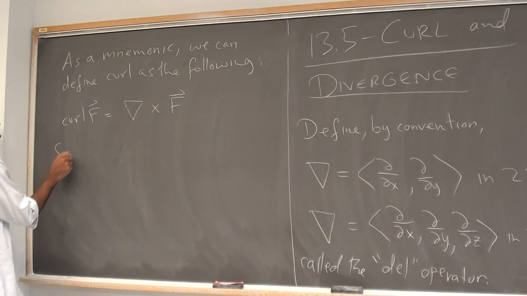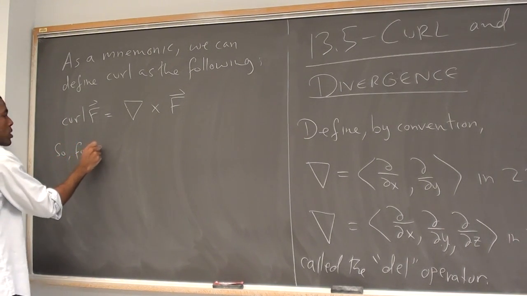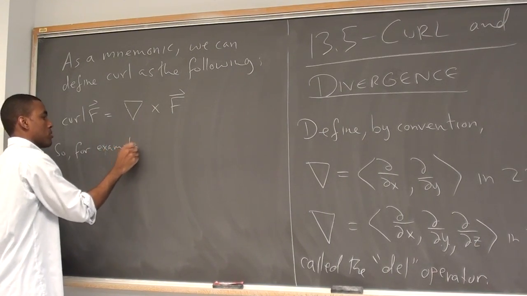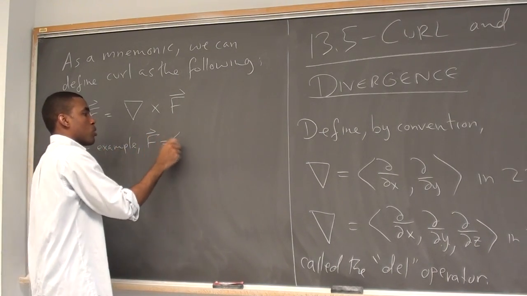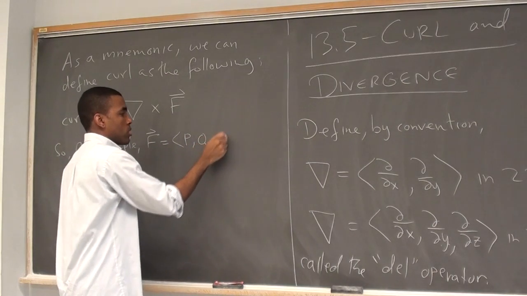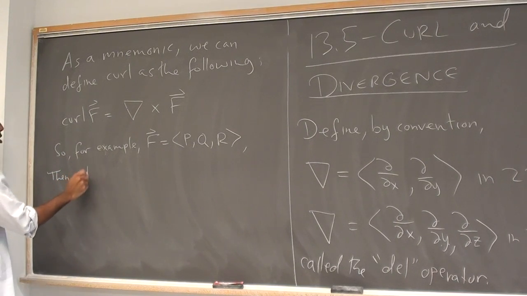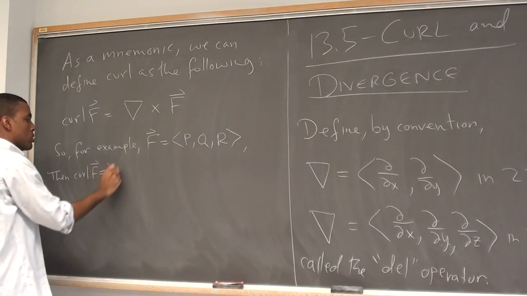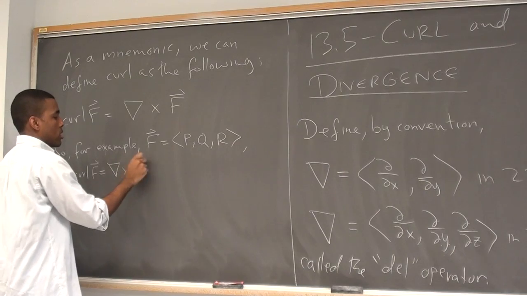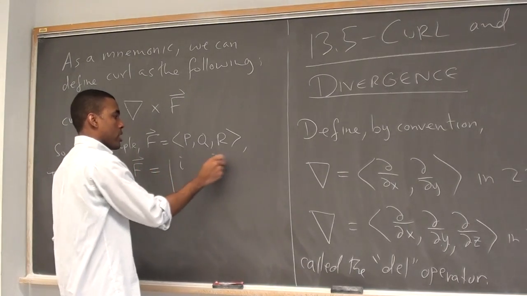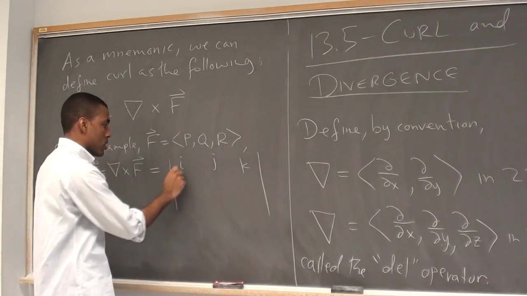So, for example, f equals P, Q, R. I'm going to show you how this general formula comes. Then the curl of f would be equal to del cross f, which, as you might remember from calculus 3, is the determinant of this matrix with i, j, k in the first row.